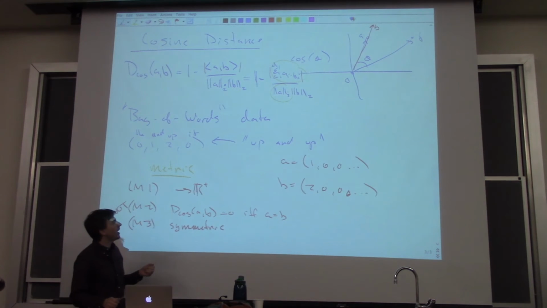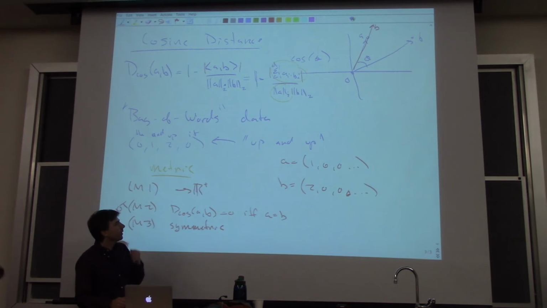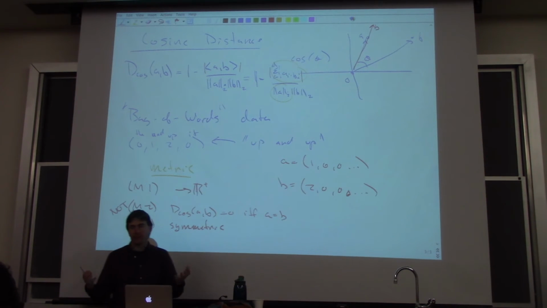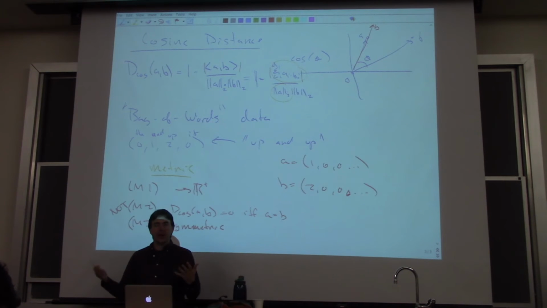Let's say I had two documents where one is much longer than the other, but they're about the same topic. They have the same words in them, and roughly the same counts of words, except one just has more of those words. Those documents should still be similar in terms of what topic they're on.